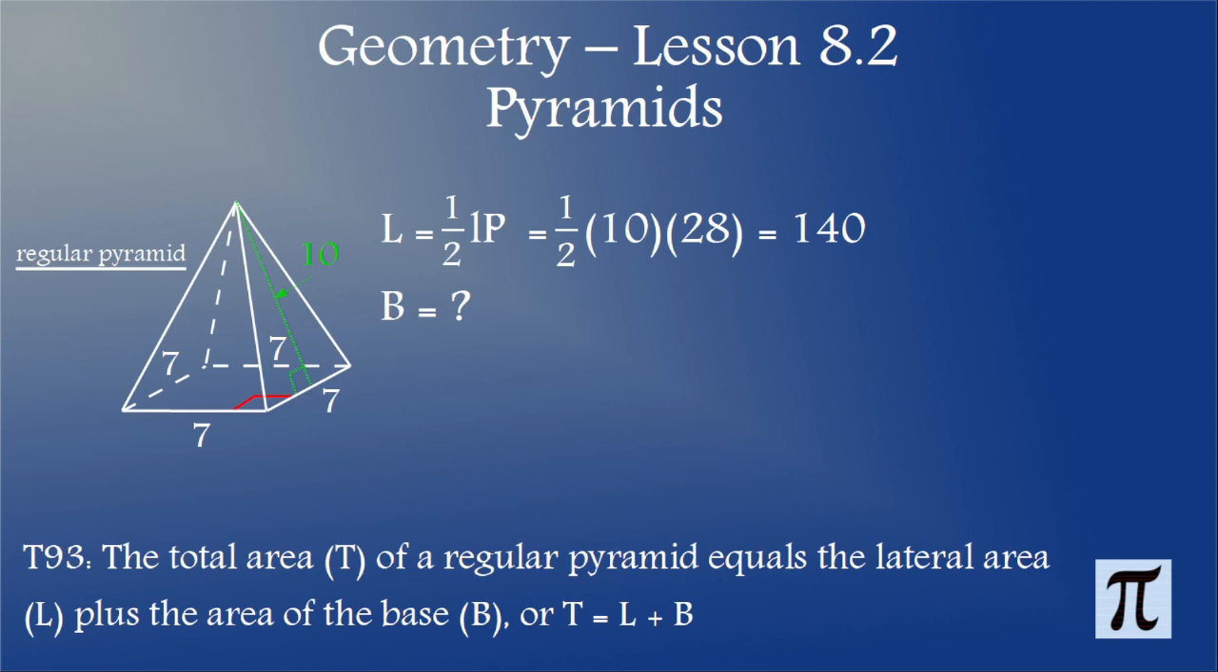Remember, we have a regular pyramid, so the base of this pyramid is a regular polygon, or in this case, a square. And we've shown that there's a right angle here, which tells us that it is a square. So for the area of the square, we just multiply the 2 sides together. So we know that the area of the base is 49. And the total area would be the lateral area plus the base area, or 140 plus 49, or 189. That is the total area of this regular pyramid.